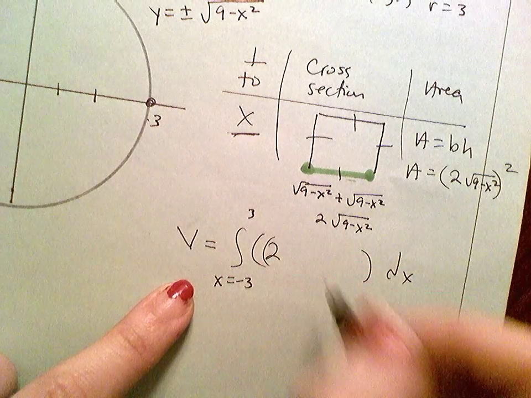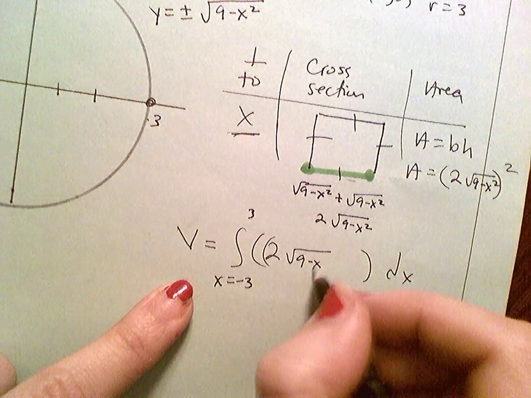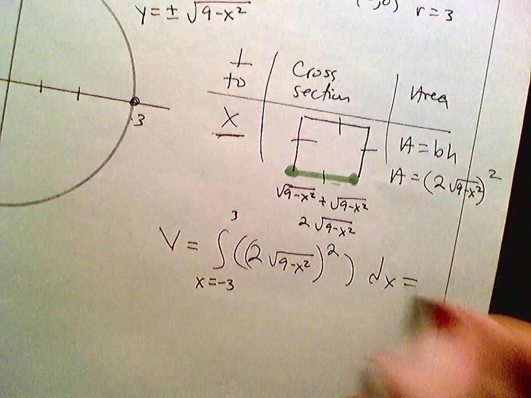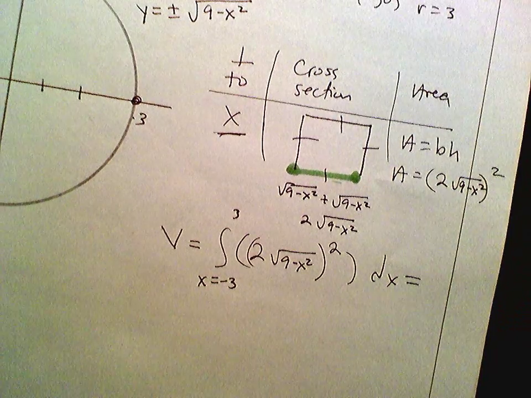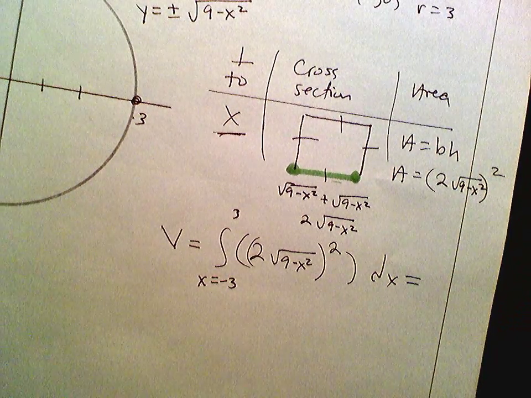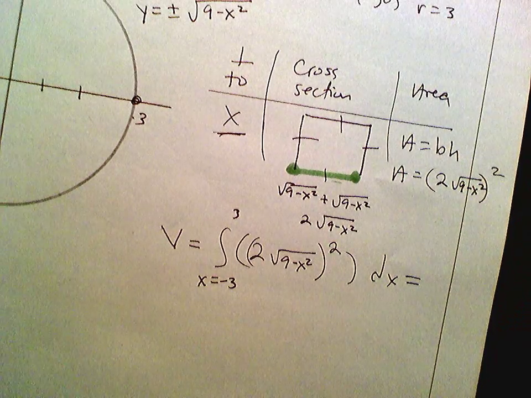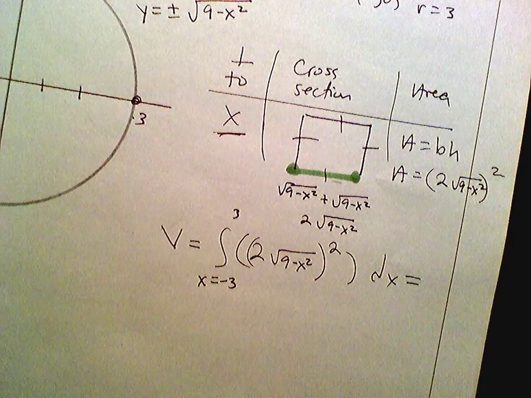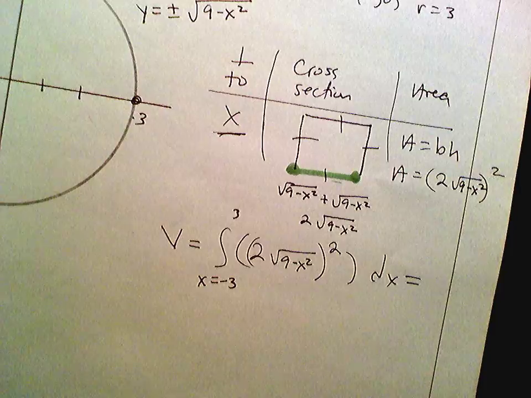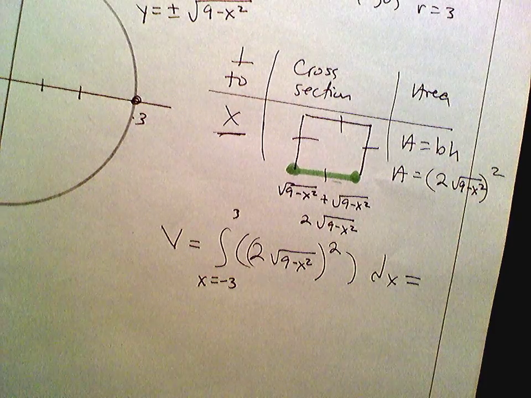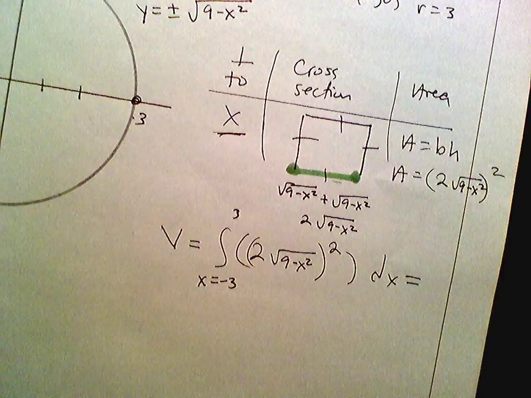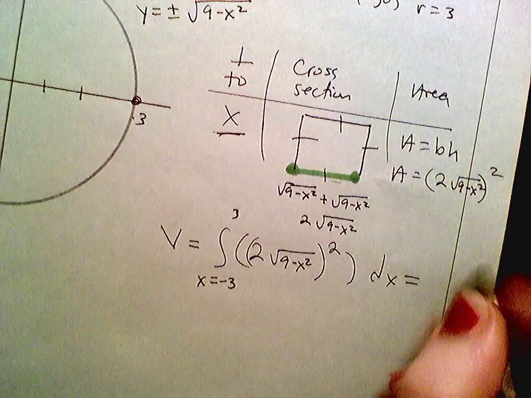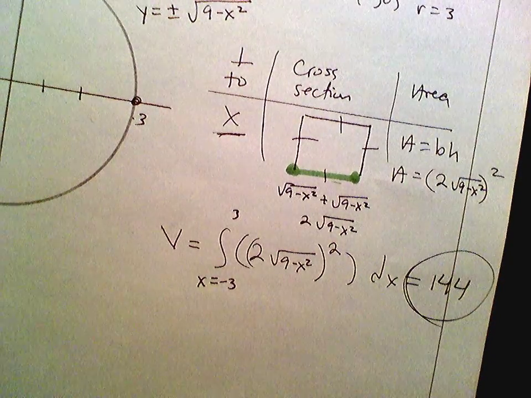2 radical 9 minus x squared, squared. I'm just going to plug that into my calculator. I wish I did this earlier to save time. I'm plugging it into my calculator right now off to the side: the integral of (2 radical 9 minus x squared) squared. And I got 144. That's a nice number.